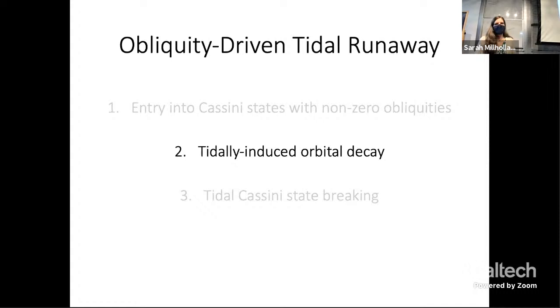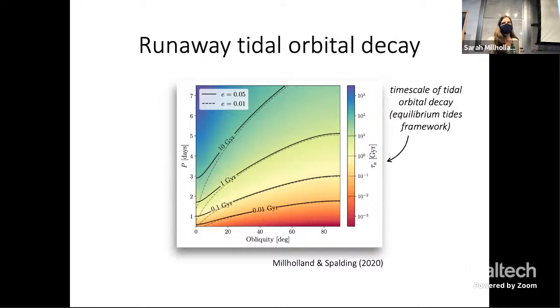So as I've already alluded to, once this obliquity is in this non-zero state, tidal dissipation will lead the orbit to shrink. And the rate of this orbital decay induced by tidal dissipation can be calculated in an equilibrium tides framework. So for some typical planetary properties, here I'm showing the decay time scale as a function of the orbital period and the planet's obliquity. The key point to take away is that if the planet starts out with a small enough initial orbital period and an enhanced obliquity, then it will decay to even shorter periods where the rate of decay is even faster. So this begins a runaway orbital decay process.